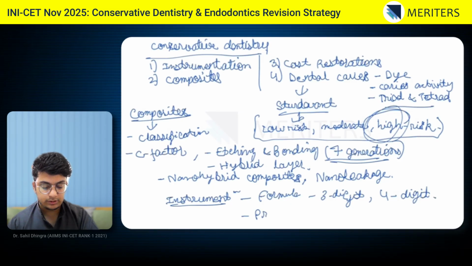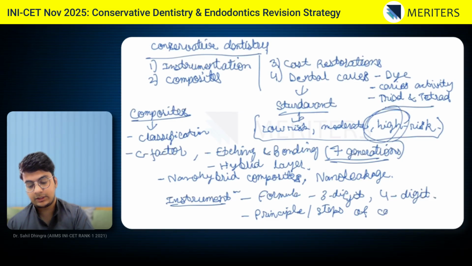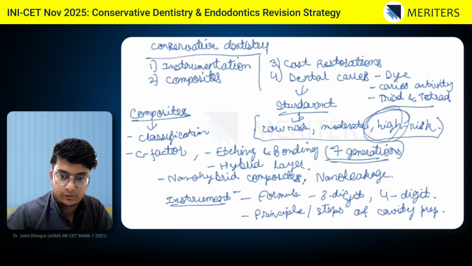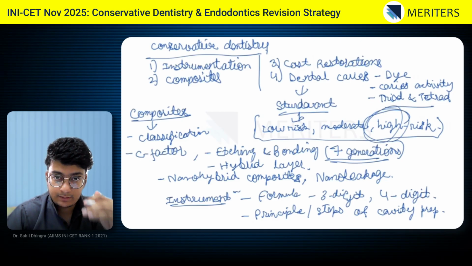Then they can ask you the principles or steps of cavity preparation. In StudyMat, we have 9 steps, which you can also find in the Meritus app. When you solve the questions about the principles of cavity preparation, you will find the 9 steps of cavity preparation: the 4 initial stages, followed by the 5 final stages.